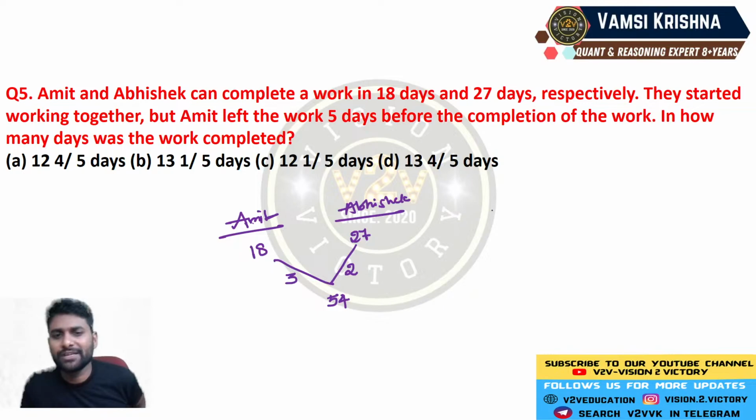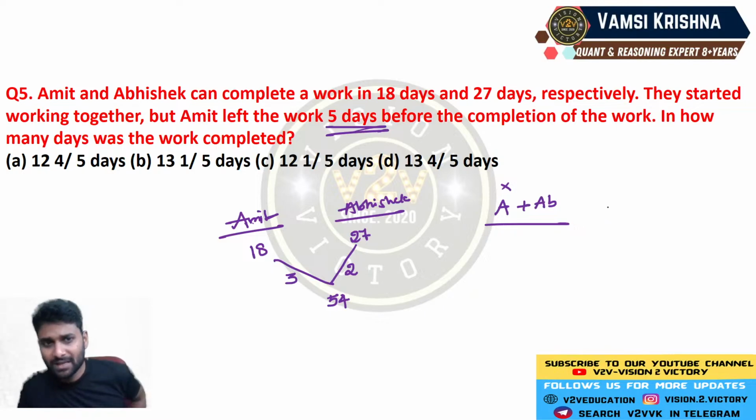Now they start working together. Now both Amit and Abhishek start working together. But Amit left the job 5 days before completion of that work. You should understand the data. See, in the last 5 days, who is working? So according to the information, Abhishek is working for the last 5 days. Then the whole work is completed.